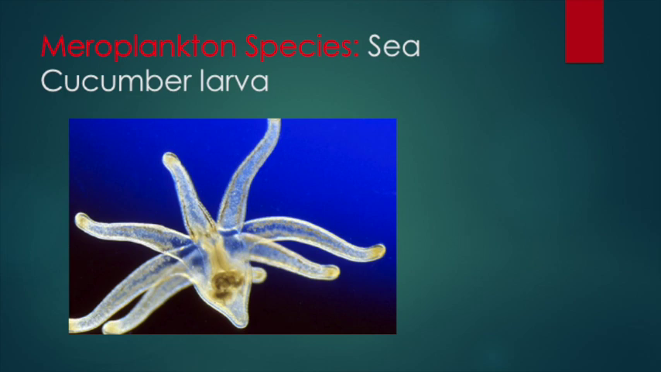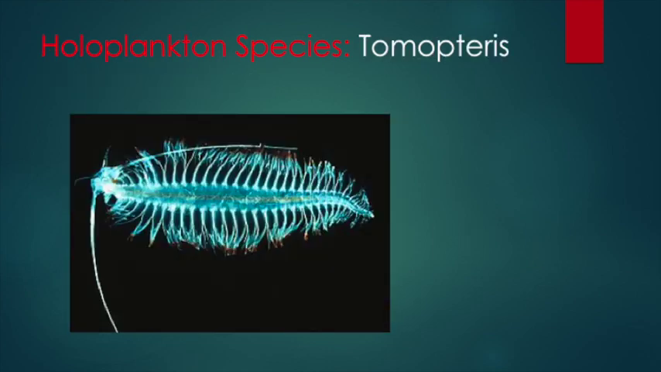So another meroplankton example is the larva of a sea cucumber, which doesn't really look at all like the adult version of a sea cucumber, which is quite the opposite of the spiny lobster larva, which we just looked at. On the other hand, differing from meroplankton in their life cycle, holoplankton are plankton for their whole life. So here's an example of a holoplankton species. It is a Tomopteris, which is a type of polychaete worm, which you can see has some beautiful bioluminescence too.